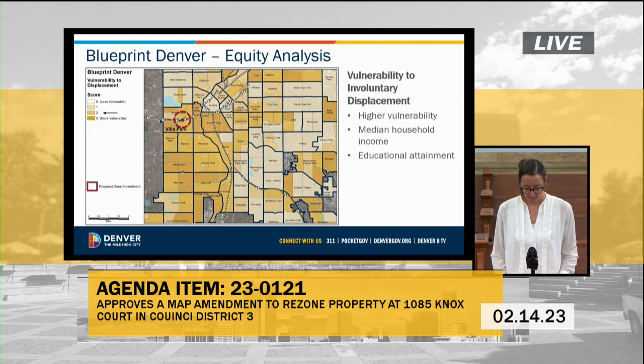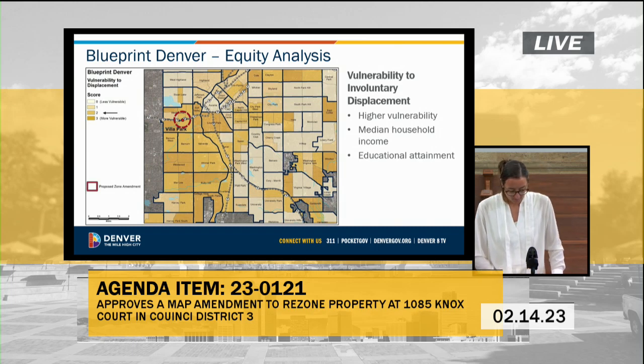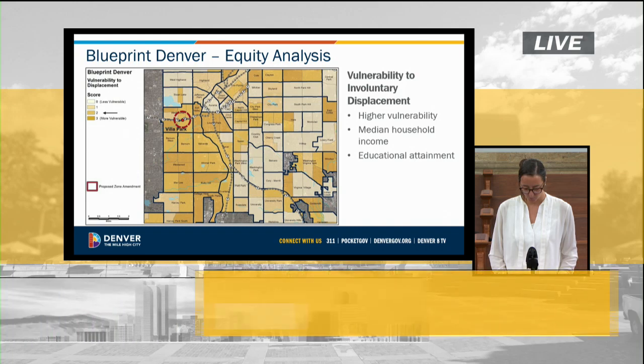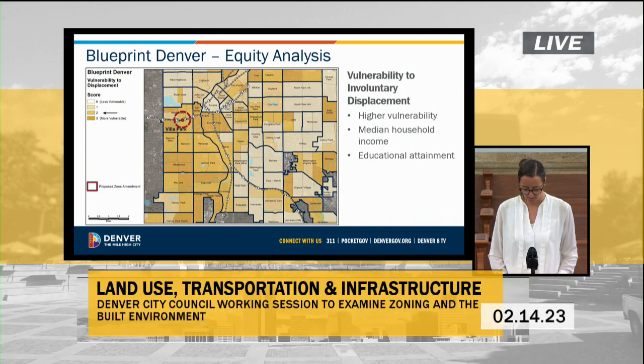The subject site is in an area that has high vulnerability to involuntary displacement. The subject area scored as vulnerable to displacement in 2 of the 3 categories: educational attainment and medium household income. The proposed rezoning to allow for a multi-unit residential development intended to offer for-sale units will provide opportunity for home ownership and help keep existing residents in the neighborhood. This proposed rezoning would allow for additional residential units in the area, which can help provide housing for existing residents and contribute to meeting the citywide demands for housing.